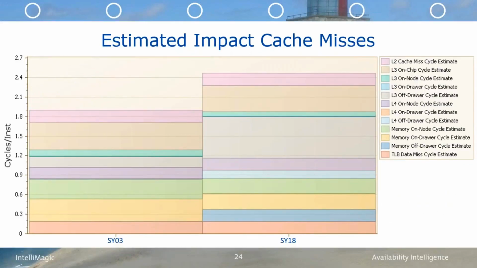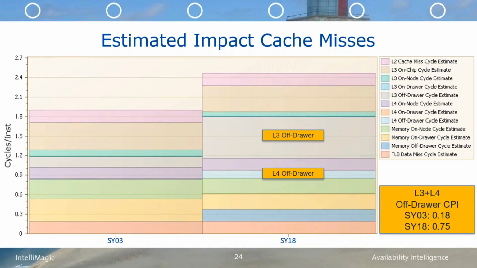Here's another IntelliMagic Vision chart that breaks out the weighting cycles of CPI by the various causes and shows the impact of all that far slower off-drawer access on System 18's CPI, the bar on the right. Note the significant increases in cycles spent on off-drawer accesses for System 18, for Level 3 cache in gray, Level 4 cache in the light blue, and memory in the dark blue. In particular, the cumulative impact of the Level 3 and Level 4 off-drawer accesses added more than half a cycle per instruction for System 18 as compared to System 3.